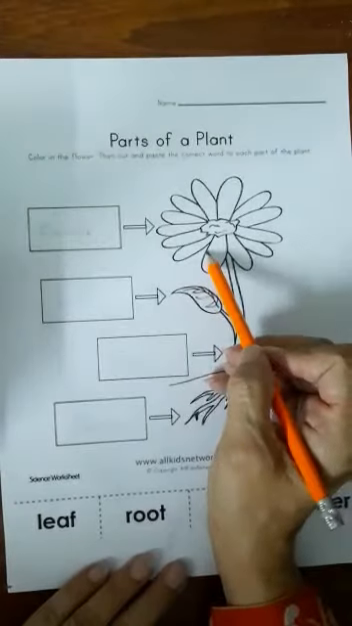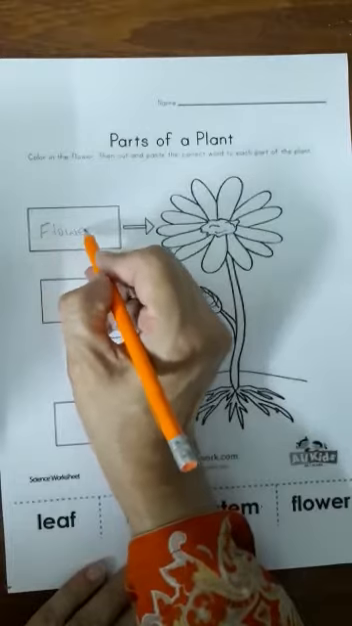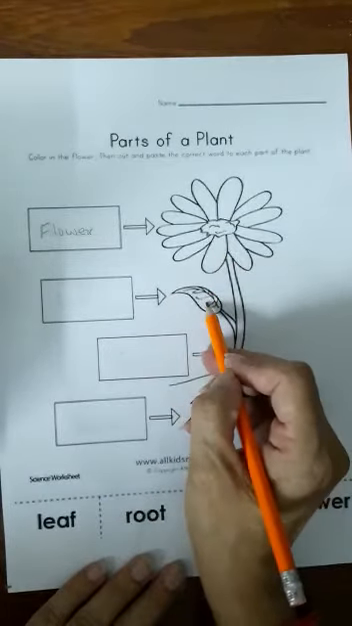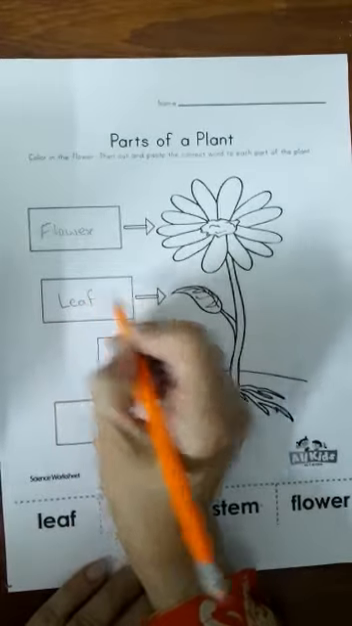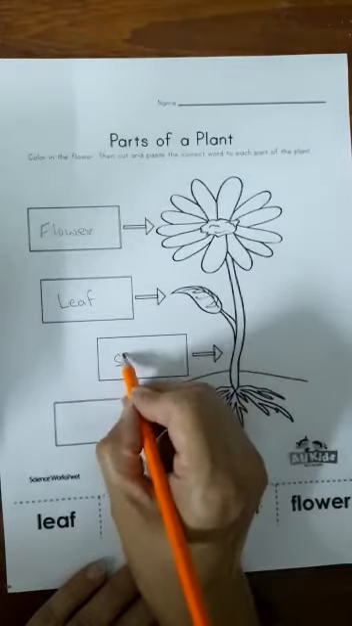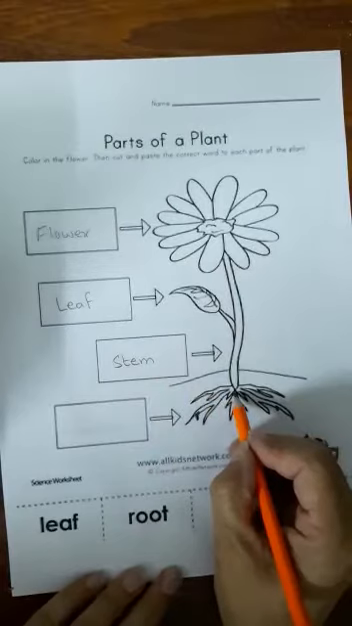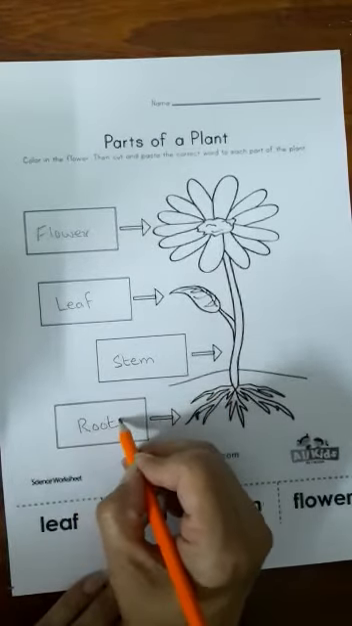What is this part called? This is called a flower. What is this part called? This is a leaf. What about this part? This is called a stem. And these are the underground part of the plant, and they are known as the roots.